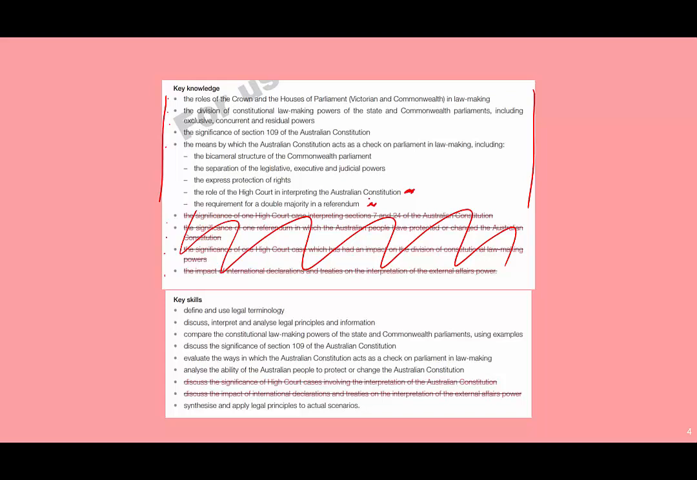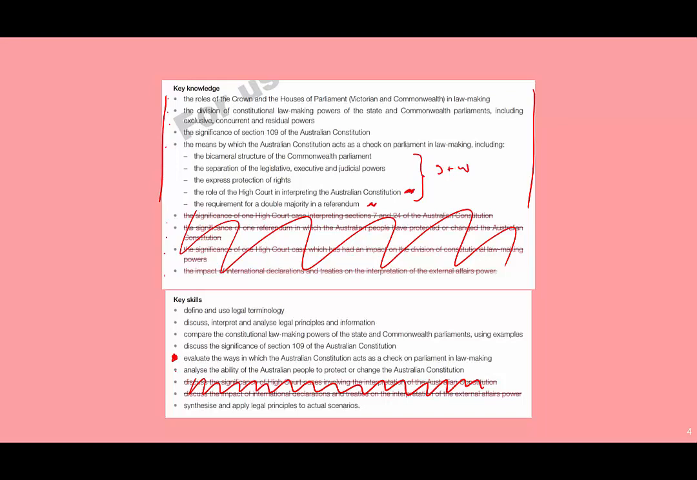And look, that just means in terms of key skills as well, they've taken out the significance of a High Court case, as I said, and the impact of international declarations, but left everything else. And we're going to talk about this a little bit as we go through, but we have in the past focused on this dot point a lot. So evaluate the ways in which the Constitution acts as a check on Parliament in lawmaking. So looking at these 5, and then more or less strengths and weaknesses to be able to say, are they a good check or not?